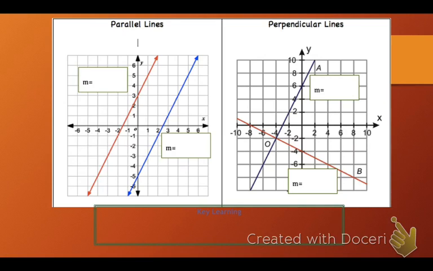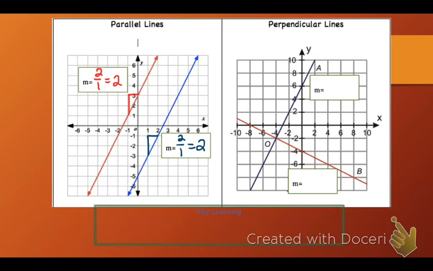So, on the screen, you see two parallel lines and you see two perpendicular lines. Let's determine the slopes of each of these lines. So when I look at the red line, it rises 2 and runs 1, which means the slope is 2 over 1 or 2. The slope of the blue line rises 2 and also runs 1, so the slope is 2.